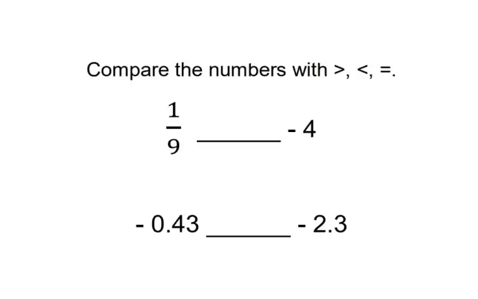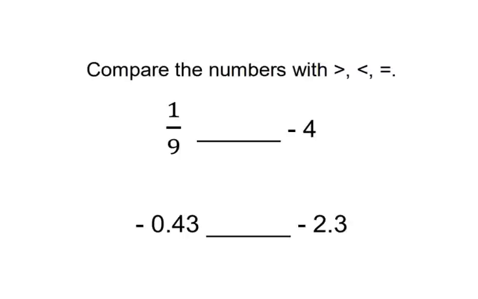Compare with greater than, less than, or the equal to sign. So we're going to use one of those 3 signs. So we have 1/9, which is going to be less than 1, right? So 1/9 of something is less than 1. Okay, but it's going to be like 0.11111 repeated forever. But it's a positive number no matter what. It's a positive number. And then the -4 is a negative number.